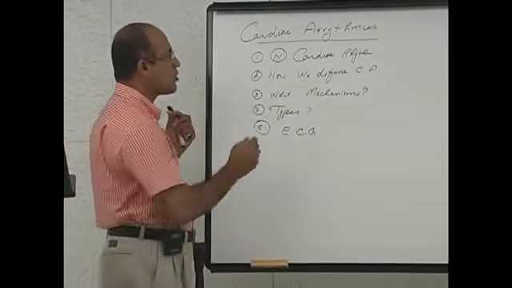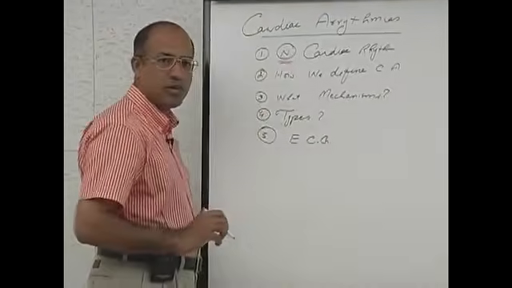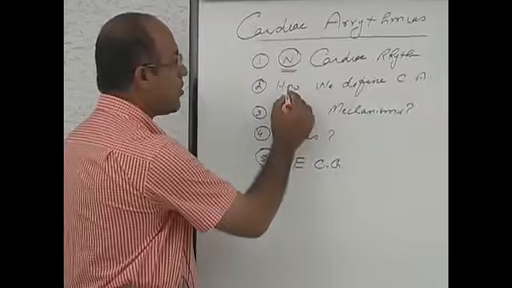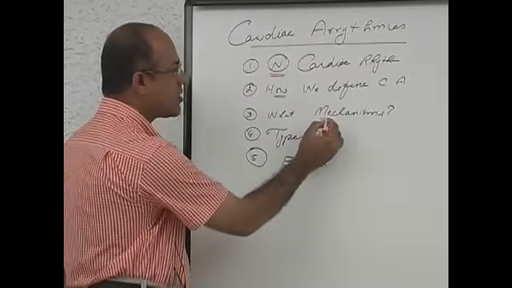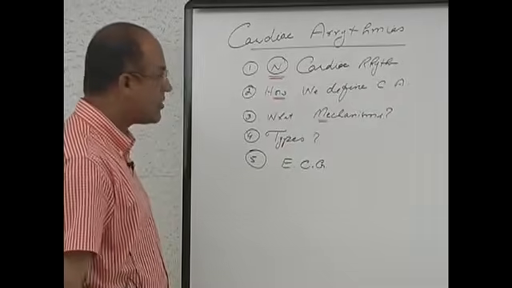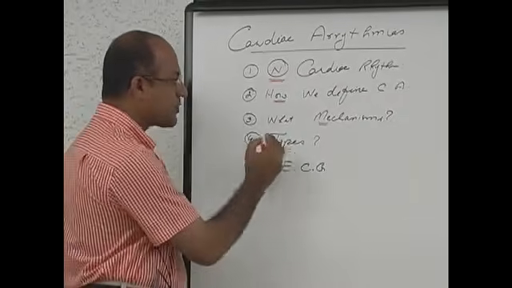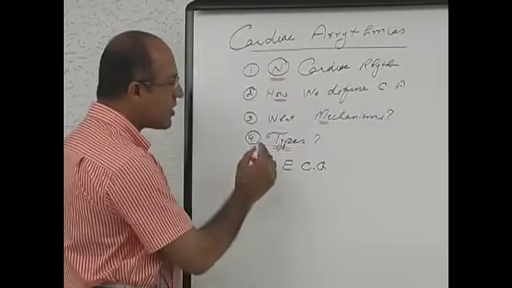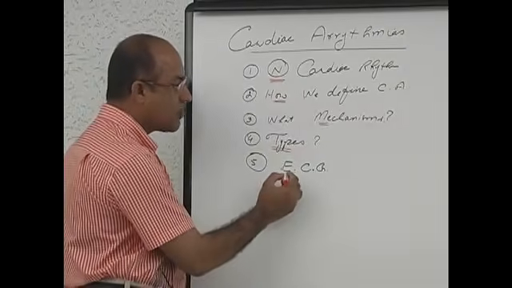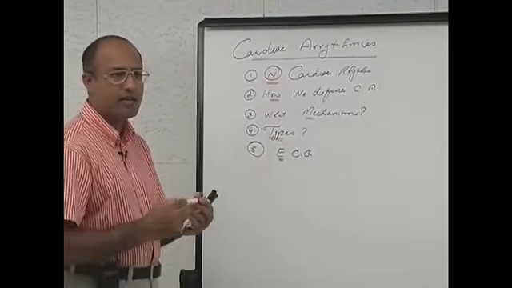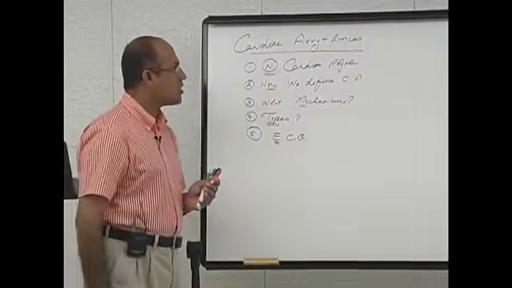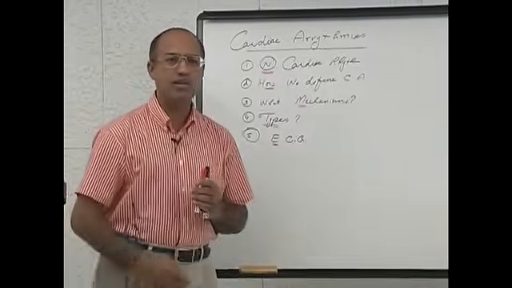Again, let me repeat what we are going to discuss today. Number one, what is normal cardiac rhythm? Number two, what is abnormal cardiac rhythm? Number three, what are the mechanisms which produce cardiac arrhythmias? What are the types of cardiac arrhythmias? And what is the relationship of abnormal cardiac rhythm with ECG? So first of all, we will talk about what is normal cardiac rhythm.